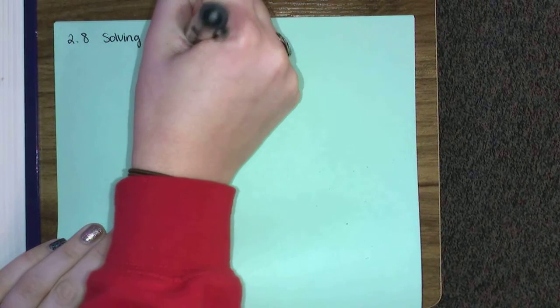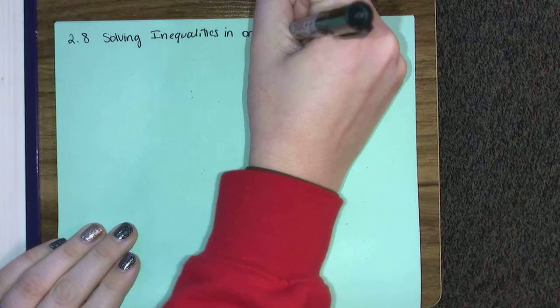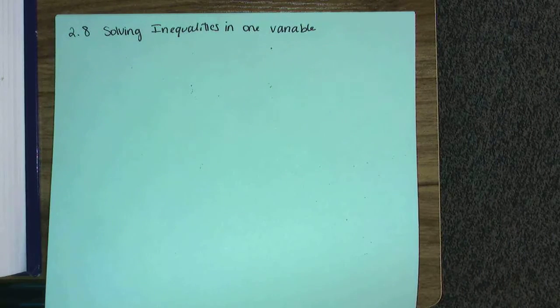2.8. Solving inequalities in one variable. So honestly, overall, this is very similar to what we did in 2.7. The difference with inequalities is that we're not looking for equal to 0. We're looking for either greater than, less than, greater than or equal to, less than or equal to 0. So that means we have to account for all possible values that make it true.